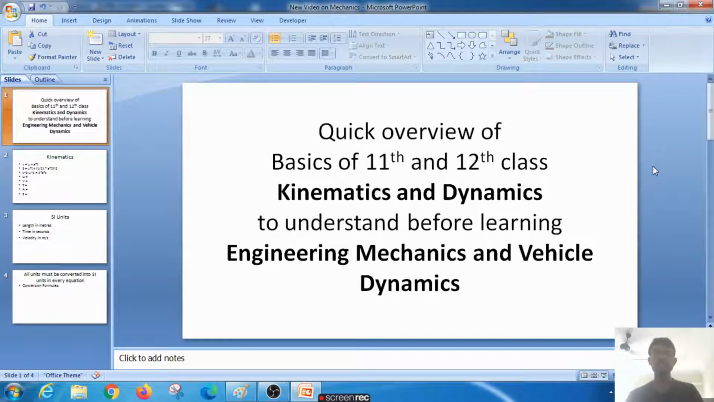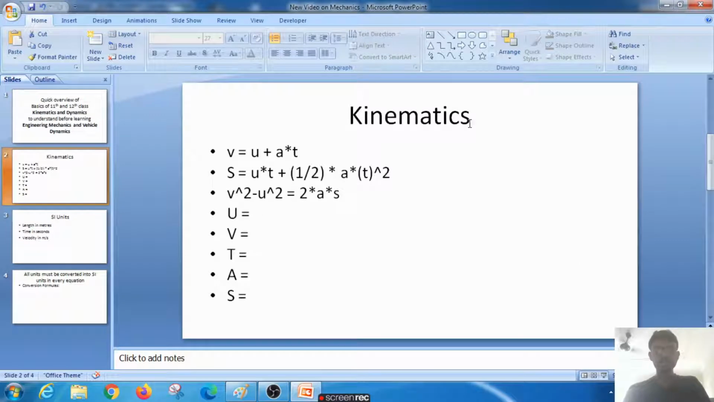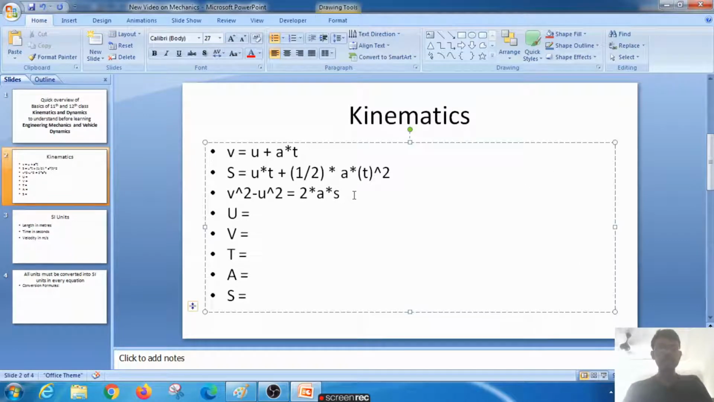So in this video I am going to discuss only the kinematics part, right? There are three basic equations that you need to learn, that is v is equal to u plus at, s is equal to ut plus half at square, and v square minus u square is equal to 2as. These three formulas you should definitely remember, and if you want the derivation of these equations, you need to refer to the textbooks that you have followed in your 11th class or your 12th class, right?